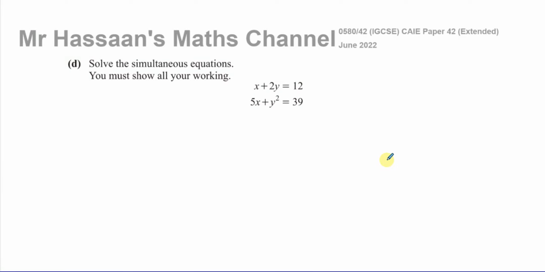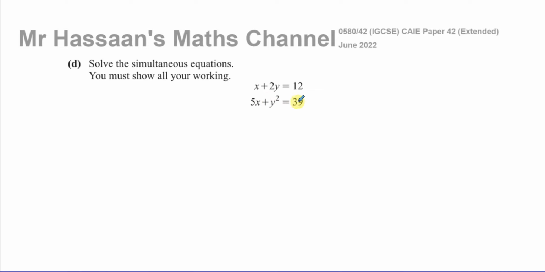This is Mr. Hassan's Maths channel. This is question number 8, part D, from the June 2022 Cambridge paper 4 variant 2 of the 0580 IGCSE extended syllabus. And this question is about how to solve a pair of simultaneous equations where one of them is non-linear. This is 5x plus y squared equals 39.